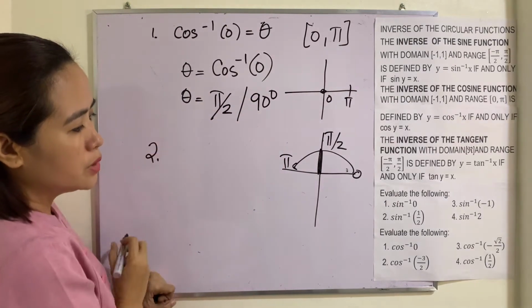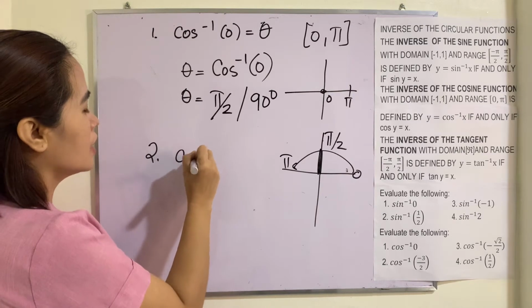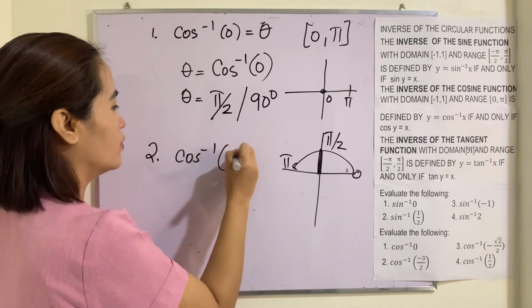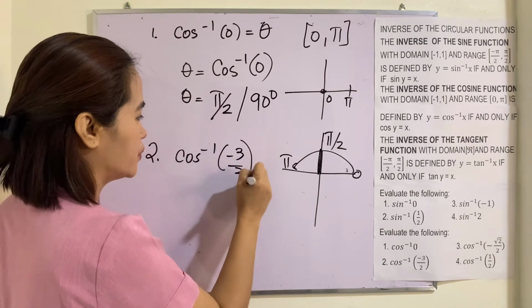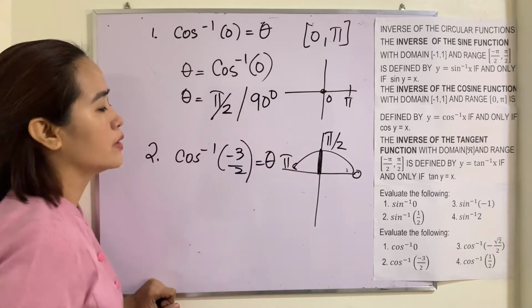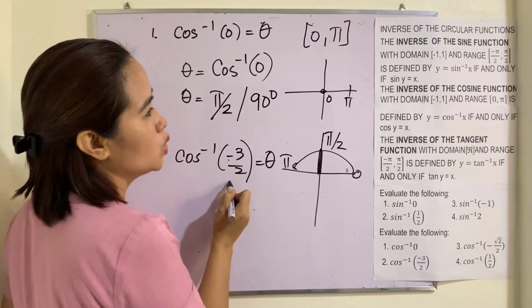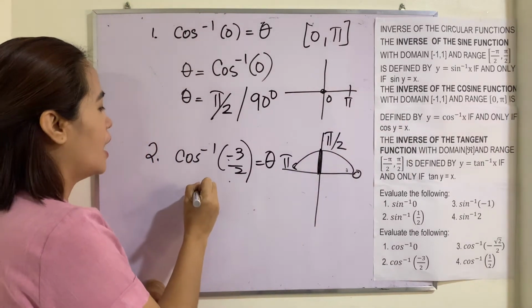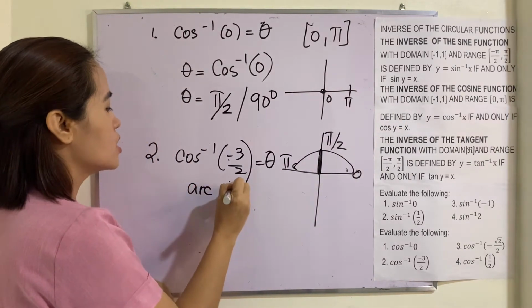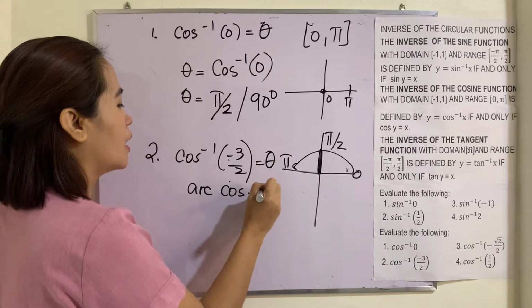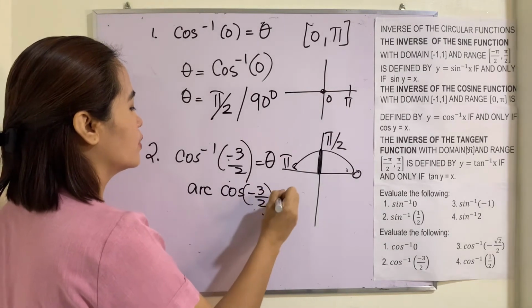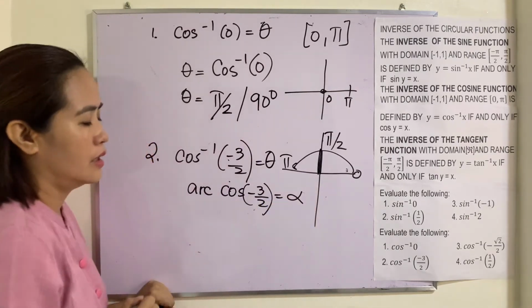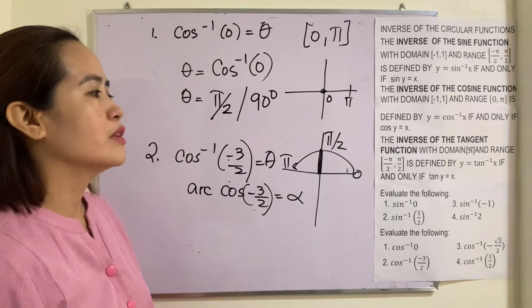What about number 2? We have arc cosine of negative 3 over 2, which is equivalent to theta. Negative 3 over 2 is not included in the domain. Therefore, arc cosine of negative 3 over 2 is undefined, and theta cannot be determined.